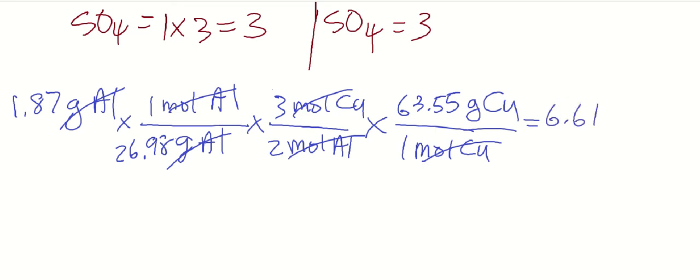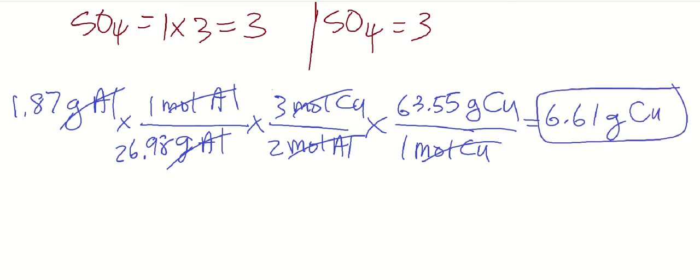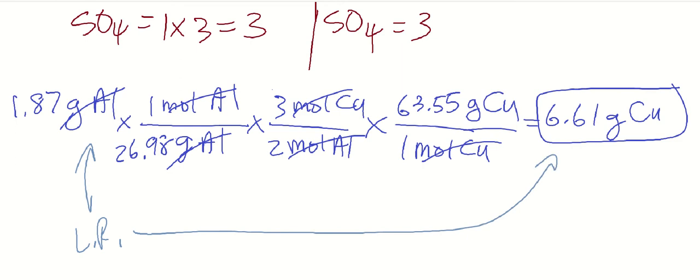6.61 if we round to, what am I saying, 3 significant figures. All right, that's our theoretical yield, because this is automatically our limiting reagent. Because the other one is in excess, this is our limiting reagent that's going to lead to our theoretical yield.